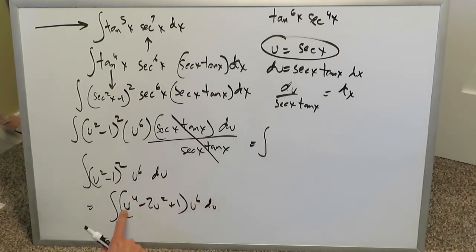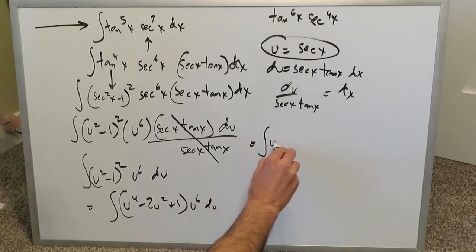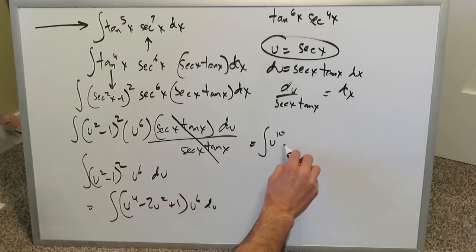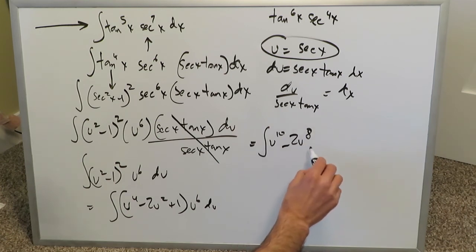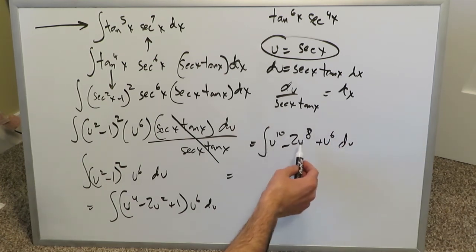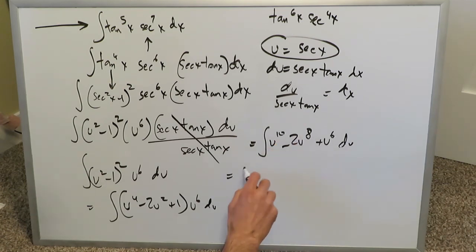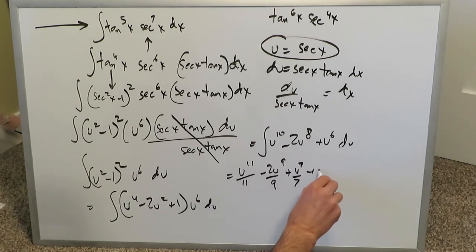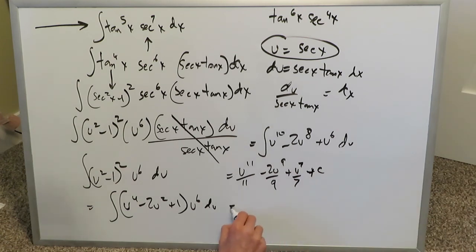You're going to end up looking for the integral of u to the 10th, because now I'm going to open up the parentheses. Everything's going to multiply with this u to the 6 as you open it up and you distribute it across. U to the 10th minus 2u to the 8th plus u to the 6 du. The integral of this, or the antiderivative of this, is easy. It's u to the 11 over 11 minus 2u to the 9 over 9 plus u to the 7 over 7 plus c.